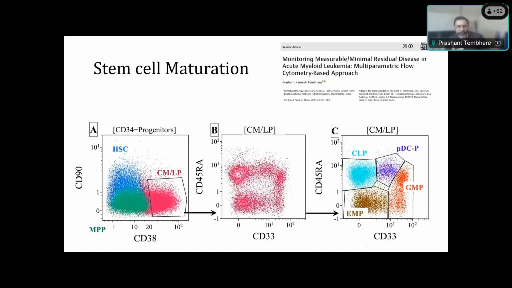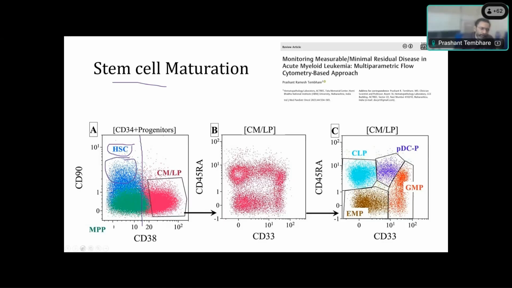So if you look at any myeloid blast precursor, when you look at the stem cell, the stem cell can be divided into three parts. We know how the stem cell matures, right? The first part of the stem cell is the hematopoietic stem cell. Hematopoietic stem cells are CD90 positive, here you can see, and CD38 negative. These are the hematopoietic stem cells, the earliest stem cells.